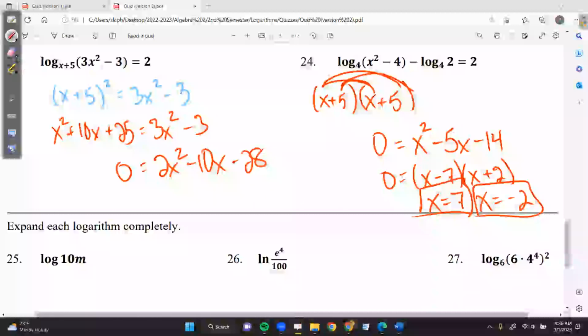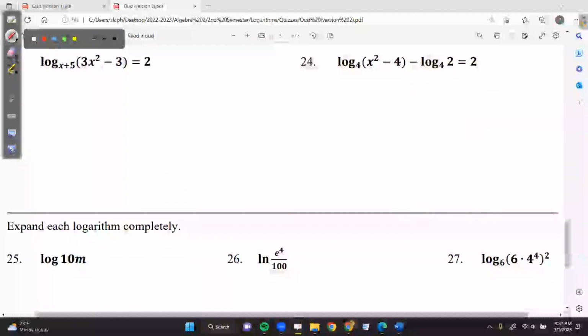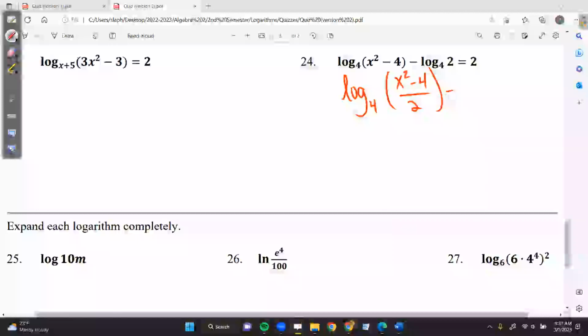That leads us then to question 24. And question 24 is a condenser. So I'm going to condense it into a singular log with a base of 4, and it's going to be x squared minus 4 over 2. Step 1, done in the books.